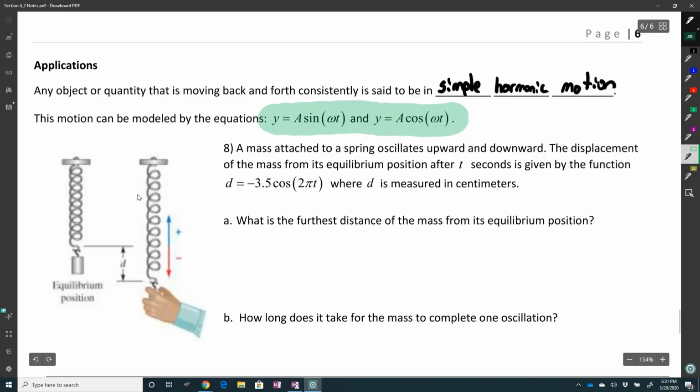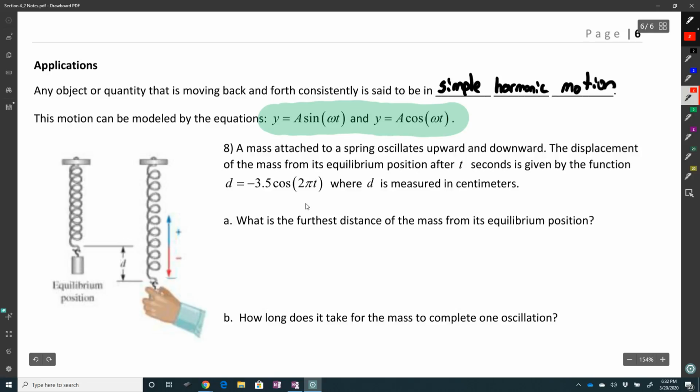And you're going to see these when you get to physics, these equations. A sine omega t, A cosine omega t. It's the same omega that we dealt with in the last section. So anyway, a mass attached to a spring oscillates upwards and downwards. So this spring is just going up and down. Anyway, from its equilibrium position after t seconds is given by the function blah, where d is measured in centimeters. What's the furthest distance from the mass of the equilibrium position?